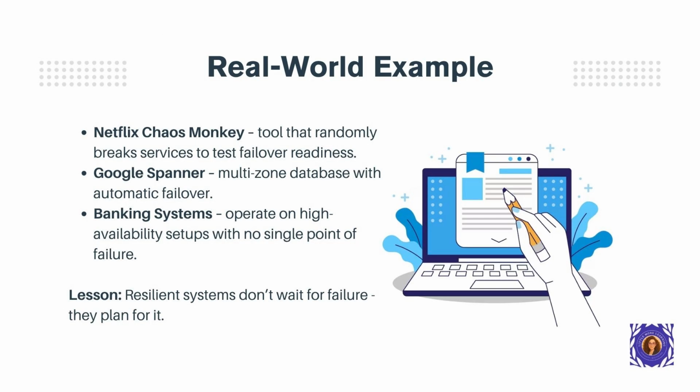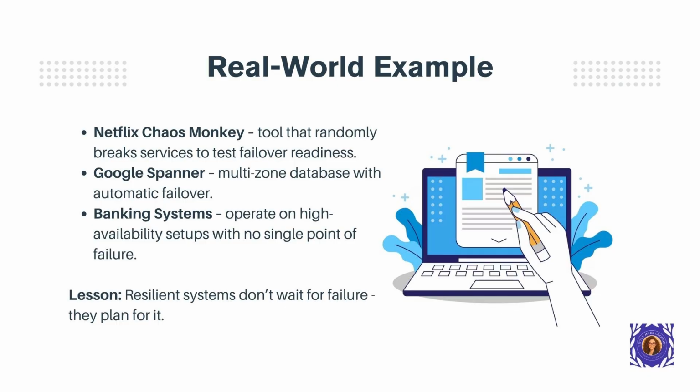Let's look at some prime examples of redundancy and failover in action. Netflix Chaos Monkey. This famous tool from Netflix is part of their Simian Army. It's designed to randomly disable or kill services and instances in their production environment. The purpose is not to cause outages, but to proactively test the resilience and failover readiness of their systems under constant pressure, forcing engineers to build in robust recovery mechanisms.